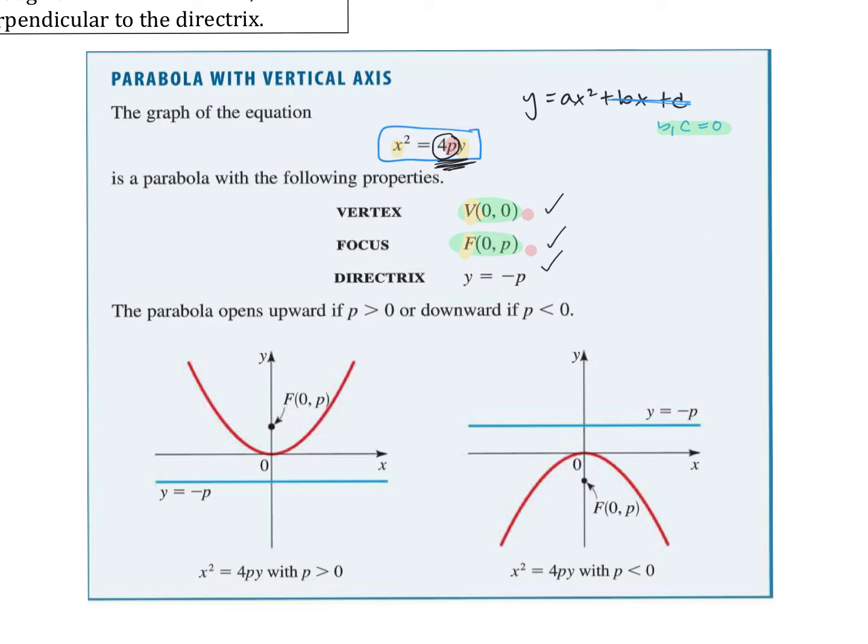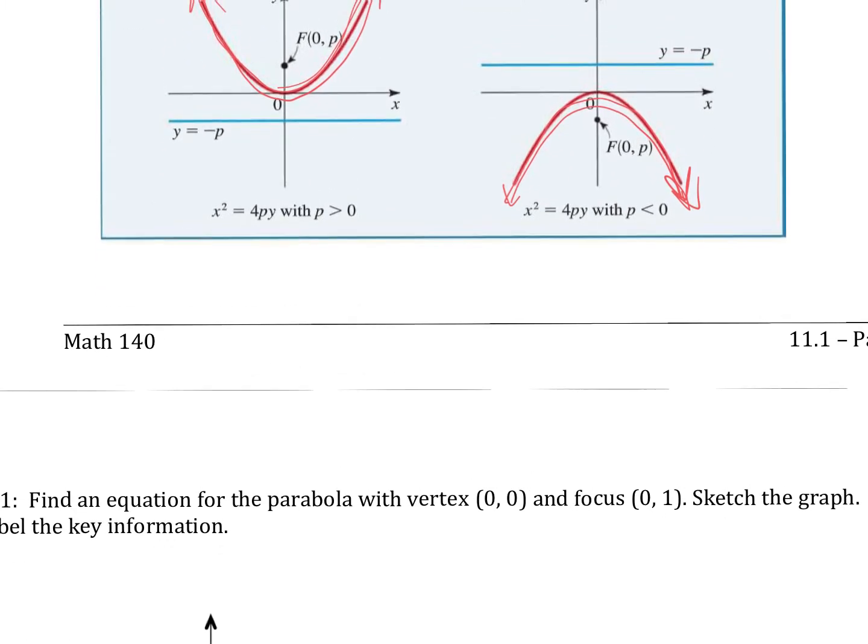Okay, so the parabola opens upward if our p-value is greater than 0, or positive, or downwards if our p-value is less than 0, or negative. Okay, so once again, opening up means it's facing this way, and opening down is this way. Or another way of thinking of it, opening up is a happy face, and opening down is a sad face. Okay, let's take a look at some of our problems.